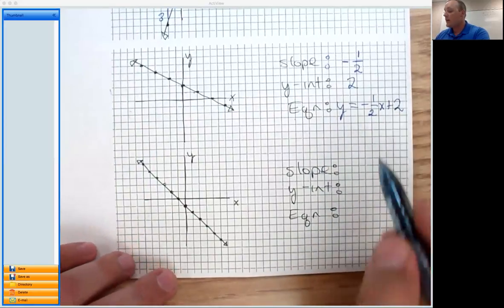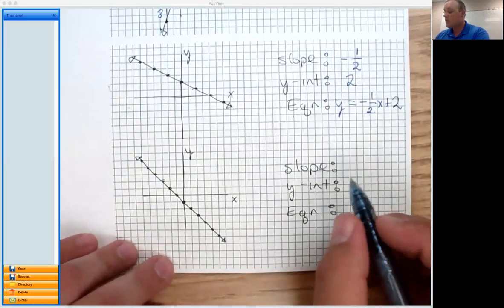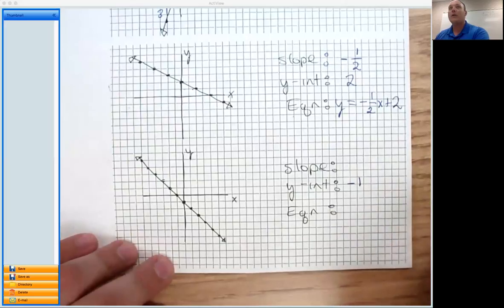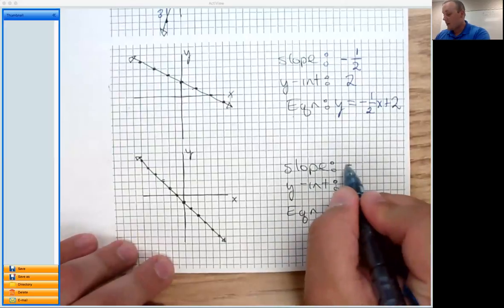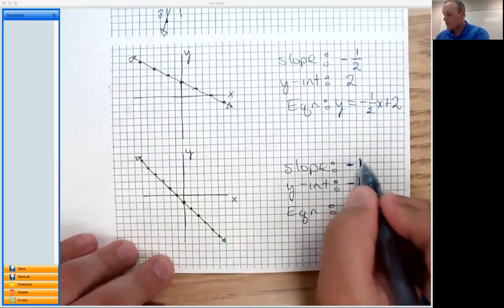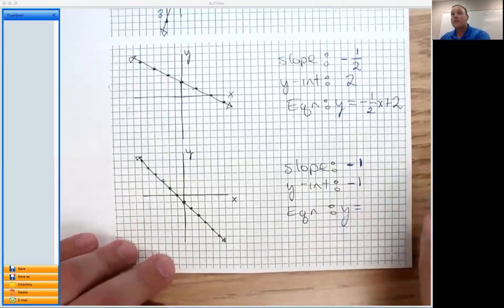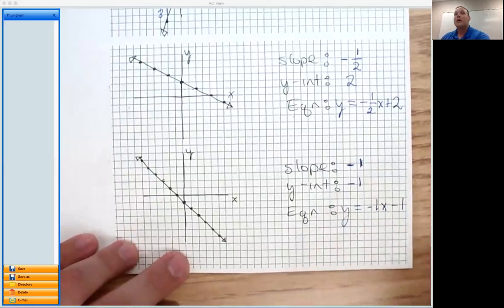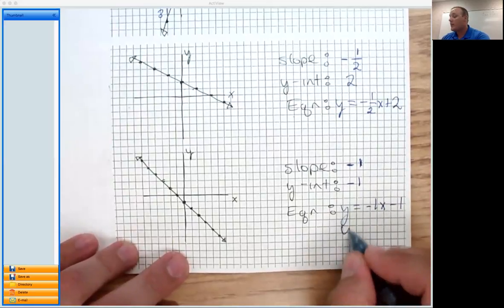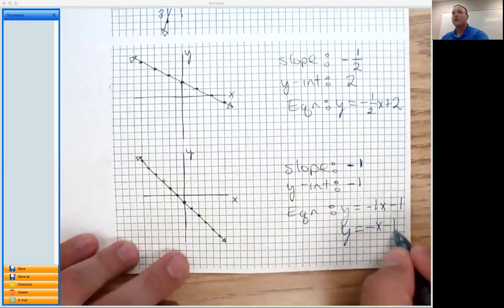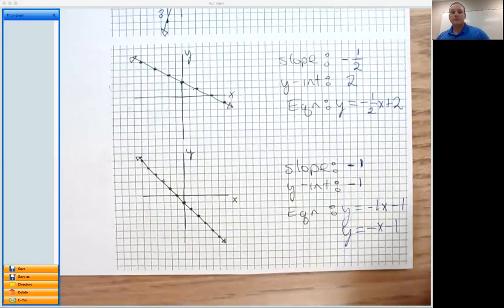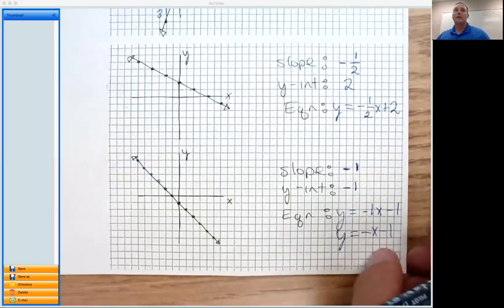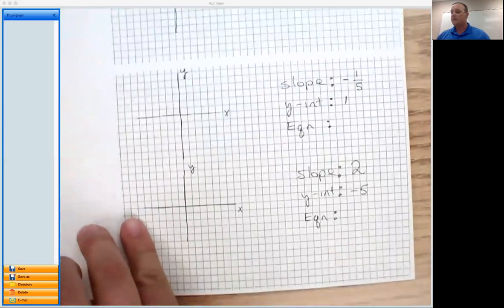All right, what's my y-intercept for my bottom equation? 2. Oh wait, 1. -1. -1. And my slope? -1. So in writing my equation, I have -1x minus 1. Now I could also write that y equals -x minus 1 as well. Okay? All right. Now we're about to move on to practice graphing.